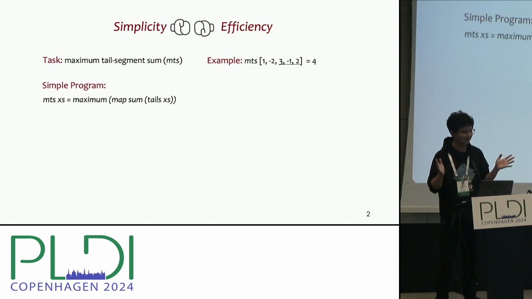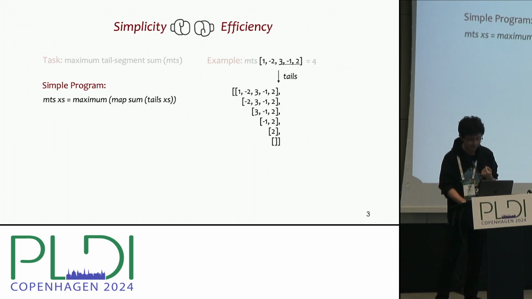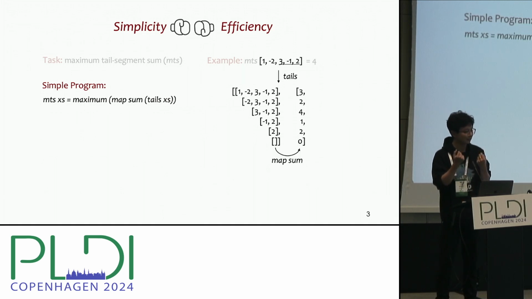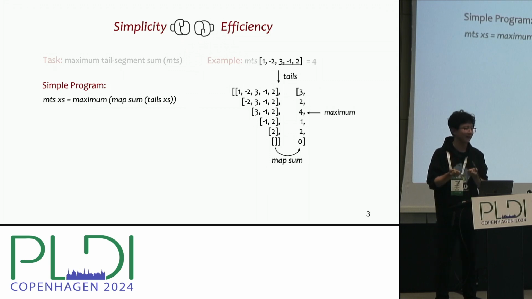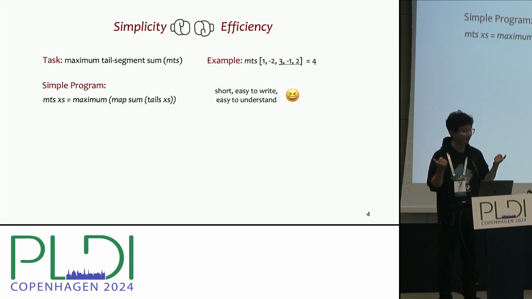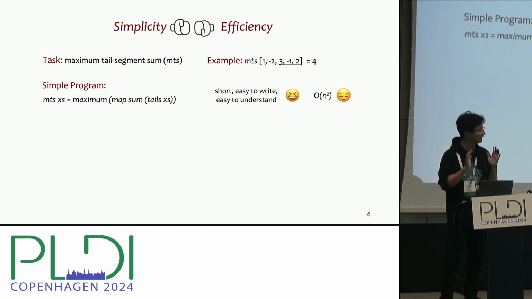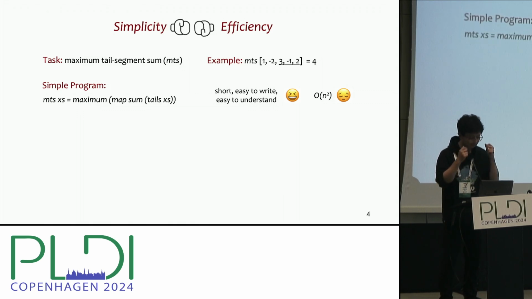So we can just write this simple program following the natural language description of this task. What this program does is to first generate the whole list of all possible tail segments, then convert it into a single, one-dimension list including all possible tail segment sums, and then take out the maximum. Okay, so this program is clearly simple. It is short, easy to write, and easy to understand. But its problem is that this program is not very efficient, right? It takes quadratic time, which is not very good when the input list can be pretty long.